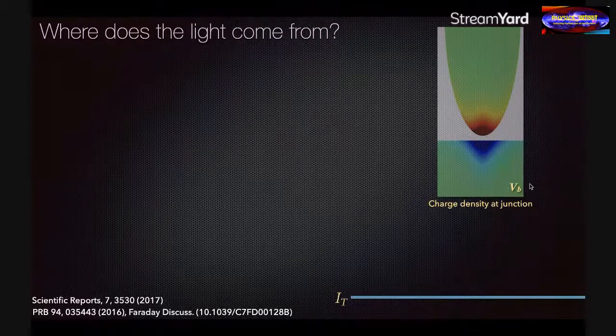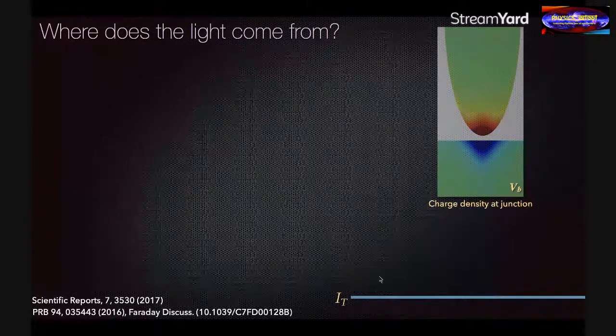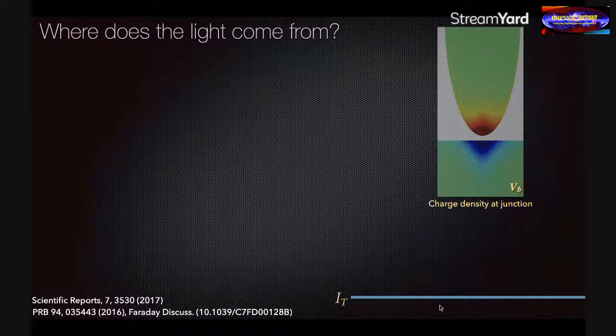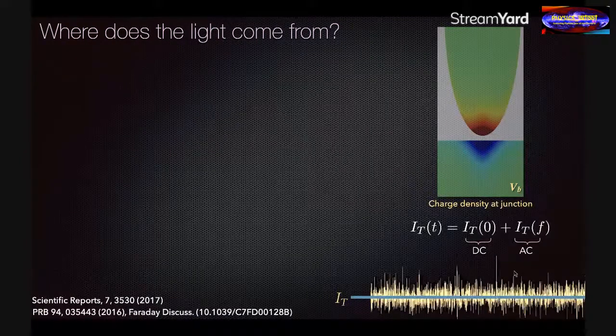Now the bias applied is a DC bias, and one would expect that the ensuing current is also a DC current. But that's not what happens. If you look at the time series of the current, you will see that it is extremely noisy. The current obviously has a mean or DC part, but it also has an oscillatory or AC part, and this AC part essentially is fluctuations.